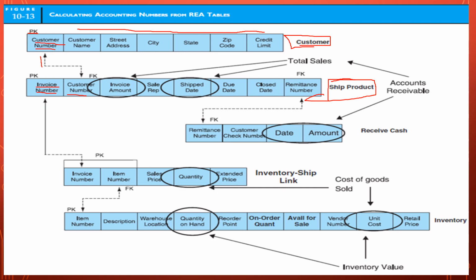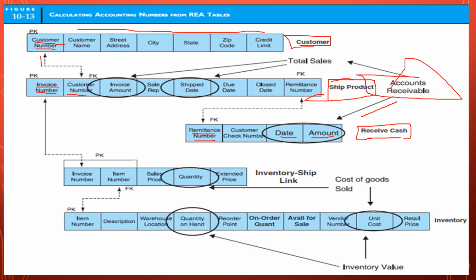Okay, and we have also the receiving cash table. In the receiving cash table, the primary key is the remittance number, and this remittance number carries some information like the date and amount of the cash received, and this amount will be connected to create the accounts receivable.